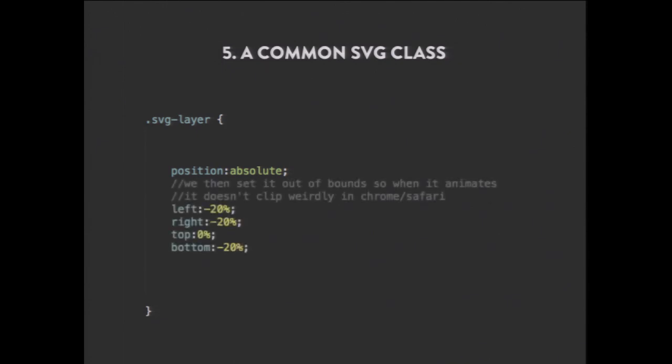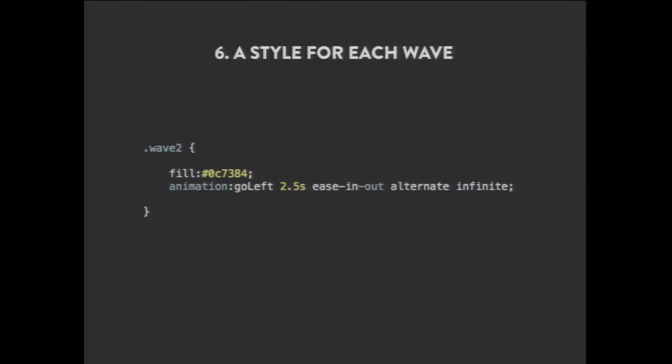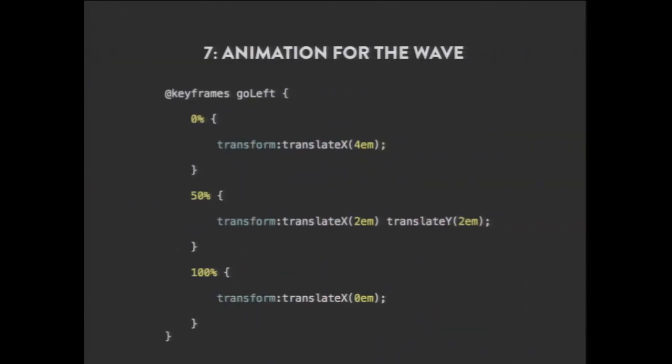And of course, you want to put a common class, and like I said, position absolute on the layer, and we've got it going outside of that boundary. And you would style each wave, and put an animation on each wave, and then once again, you have your animation.